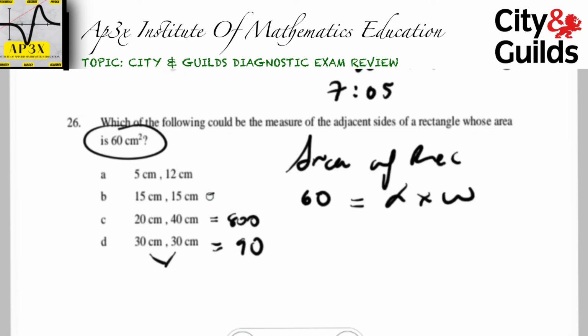15 times 15 is 225, so it sounds like 5 times 12. Okay, again, this really comes down to your ability to do the times table here. So it's 5 and 12.